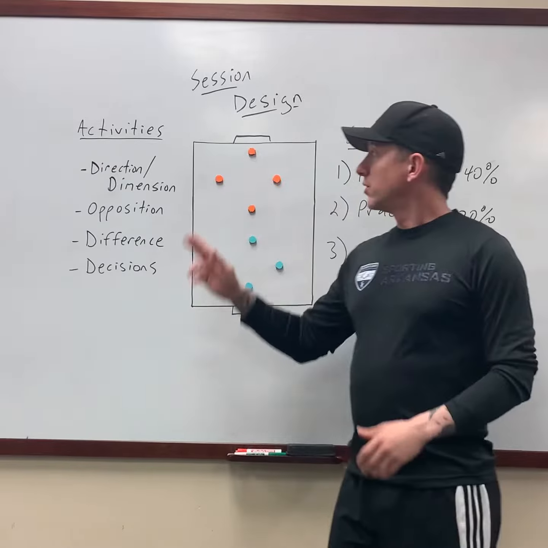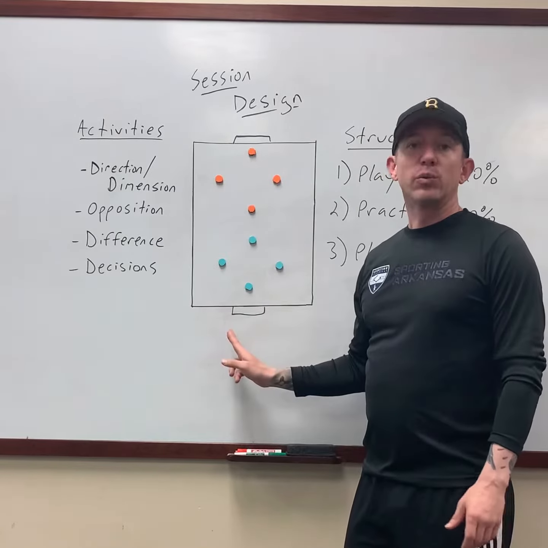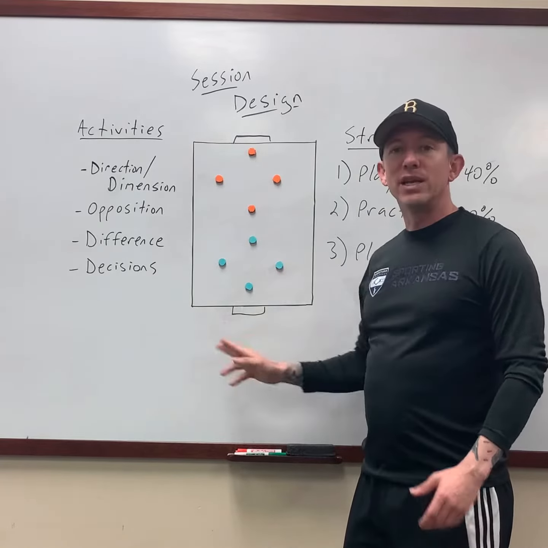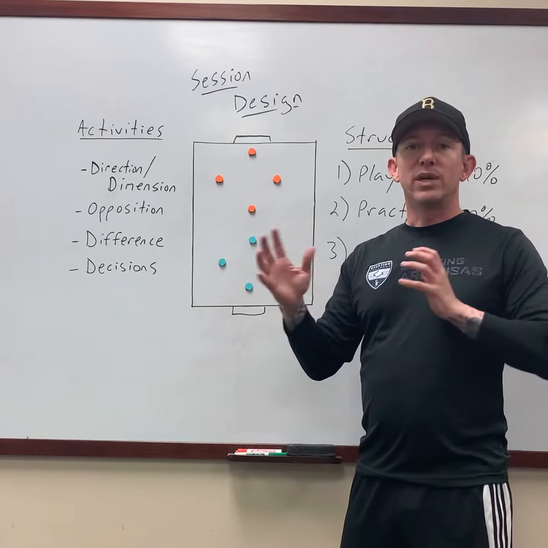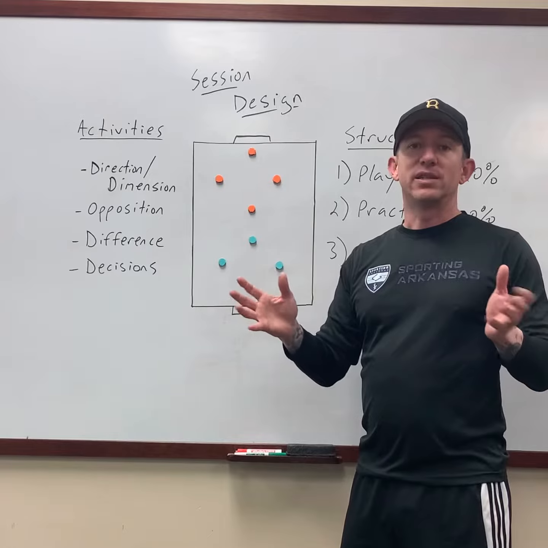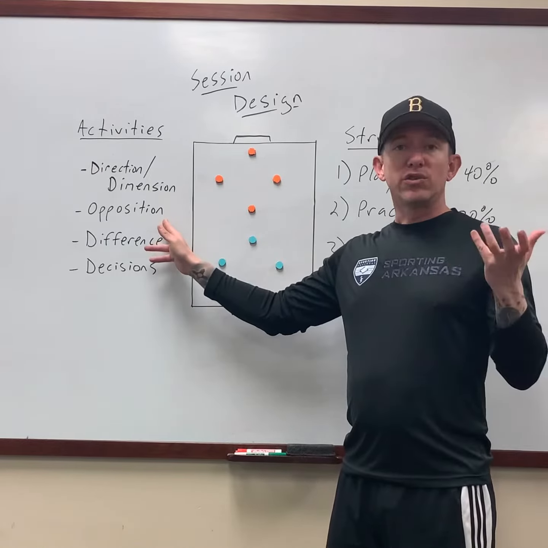Within the game, there's always a direction we're attacking, a direction we're defending, and there's always a dimension within which we play. There's always a touch line, there's always end lines. There's always a dimension and direction that we face and we defend. In addition, there's always opposition.